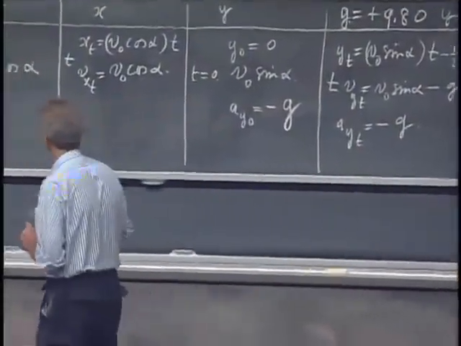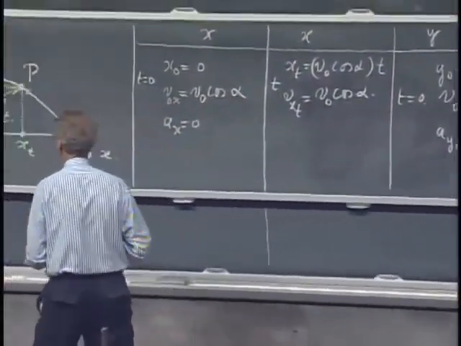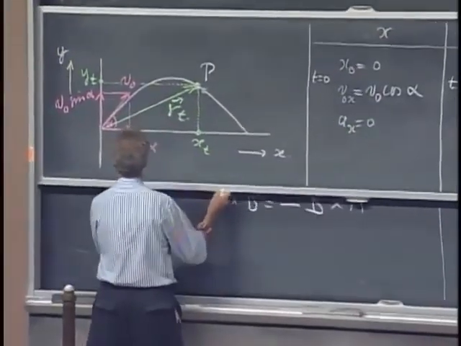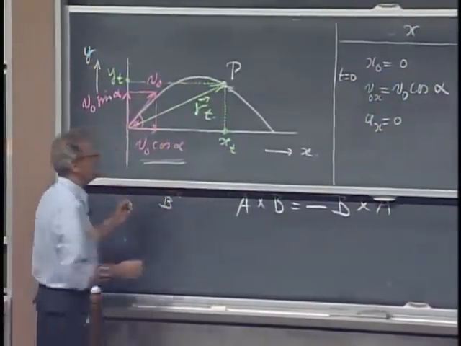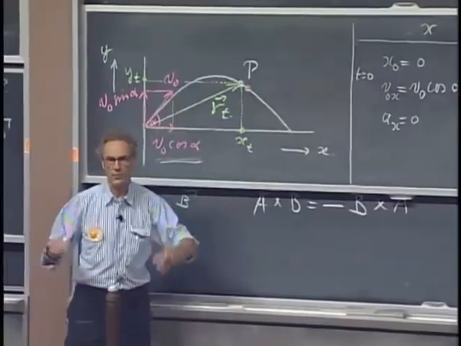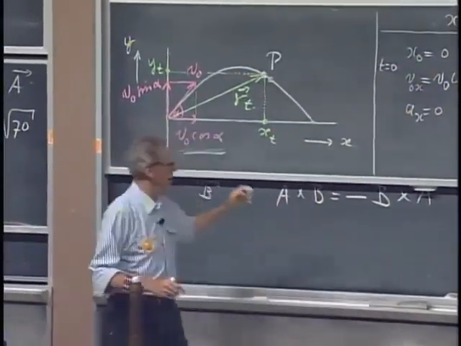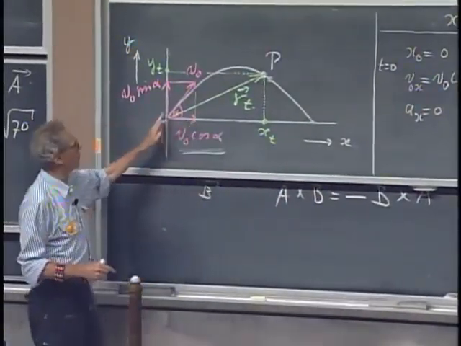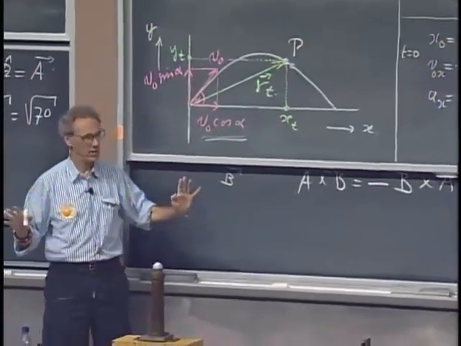Now when you look at this, there is something quite remarkable. And the remarkable thing is that the velocity in the x direction throughout this whole trajectory, if there is no air drag, if there is no friction, is not changing. It's only the velocity in the y direction that is changing.